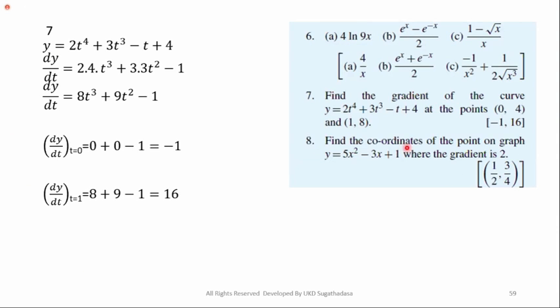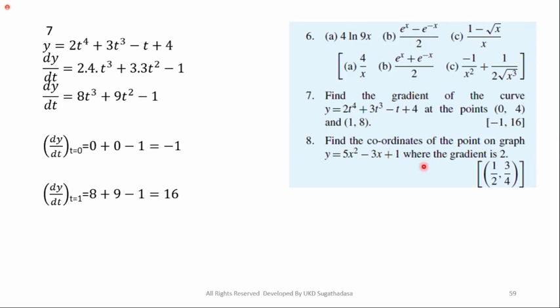Find the coordinates. Now this is a different one. Find the coordinates of the point on the graph. This is a graph given, a quadratic function, where the gradient is 2. Remember, we have to find the coordinates of the point where the gradient is 2. The gradient is given as 2.